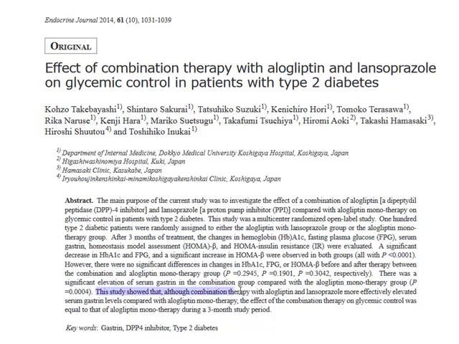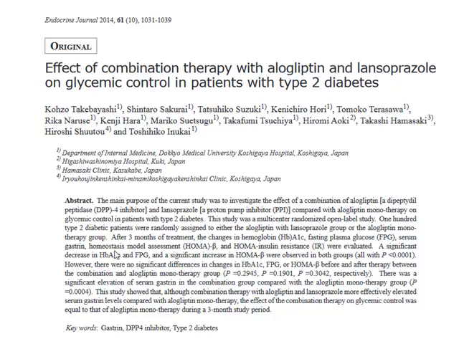The study showed that although combination therapy with alogliptin and lansoprazole more effectively elevated serum gastrin levels compared with the monotherapy, the effect of the combination therapy on glycemic control was equal to that of the monotherapy. So it's giving us the results. This right here, it tells you what was being tested, who it was tested on, and the results. So this is a primary research article.